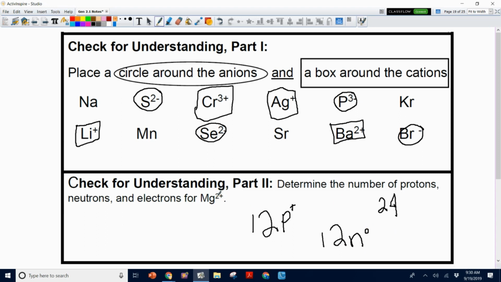Well, this has a charge of +2. Okay, so what does that mean, a +2? It means it lost 2 electrons. So if normally it's got 12 electrons and it lost 2 electrons, then it would only have 10 electrons to give it that +2 charge. So electron is a lowercase e with the minus sign here.